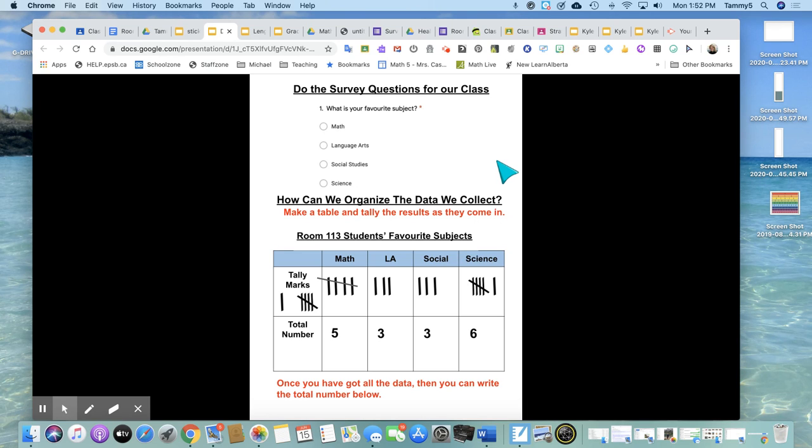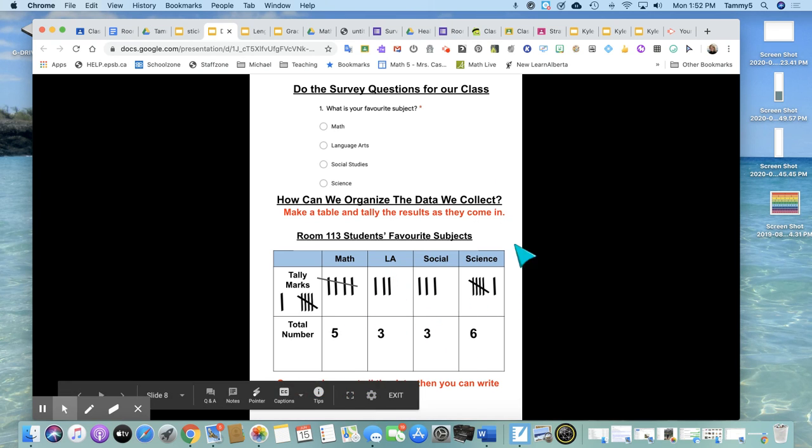Once you've got your data in, you can now come up with some conclusions, or before that, you could make a bar graph. So we're going to make a bar graph using our data once I've actually collected it from you guys. But I want you to see that it's pretty simple to see that most people said science was their favorite subject, then math, and LA and social were tied at 3.